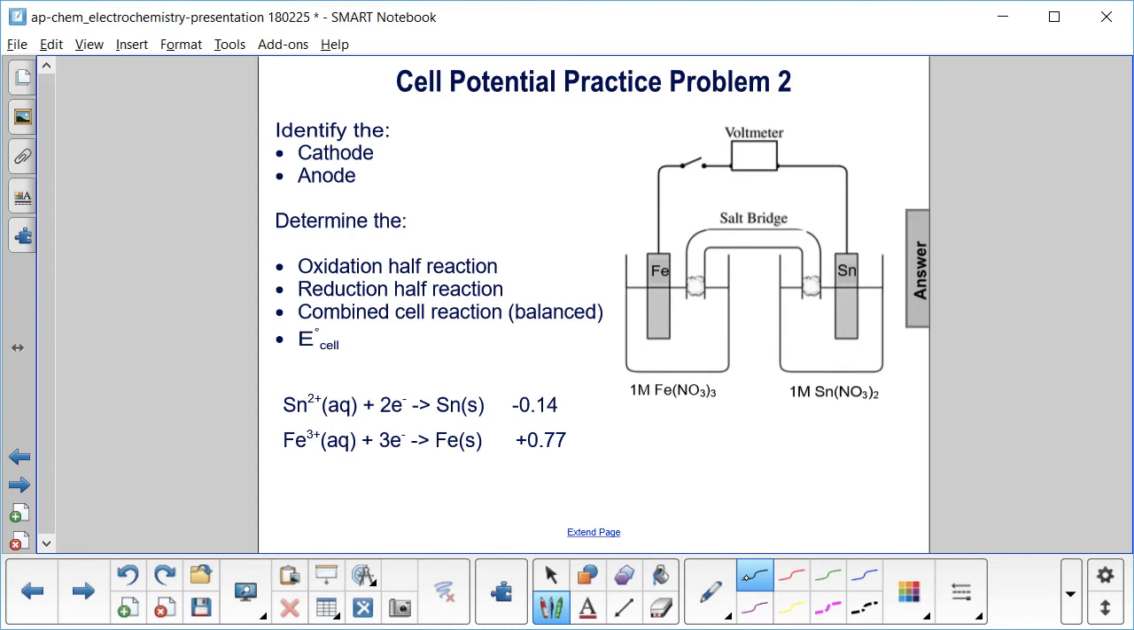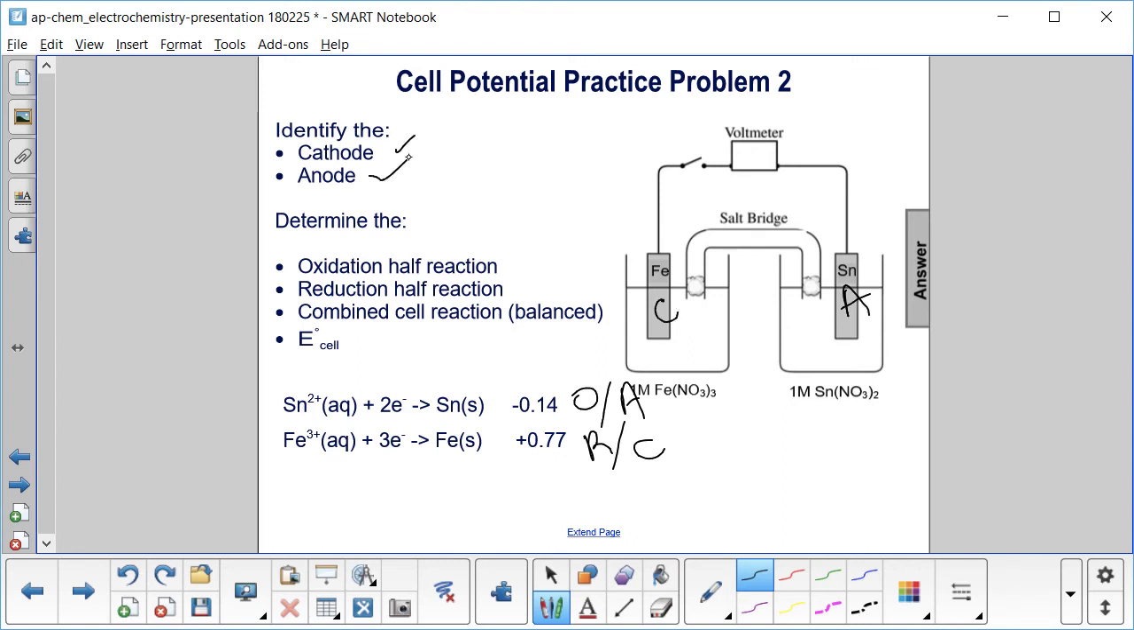Remember that the more positive the reduction potential is where reduction occurs. That means oxidation occurs here. Reduction occurs at the cathode, oxidation occurs at the anode. Okay, so the anode is the tin and the cathode is the iron.